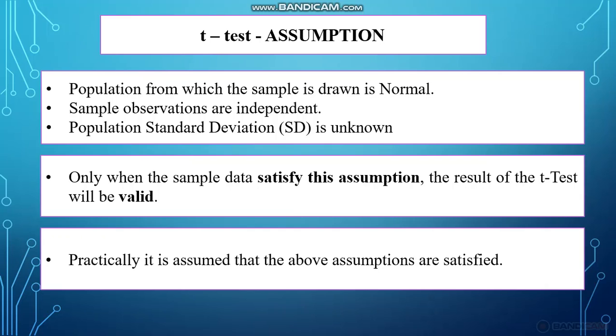T-test assumptions. The first one is that the population from which the sample is drawn is normal. That is, the population should follow a normal distribution. The second is that the sample observations are independent. And the third is that the population standard deviation is unknown. So these are the three main assumptions of the t-test.